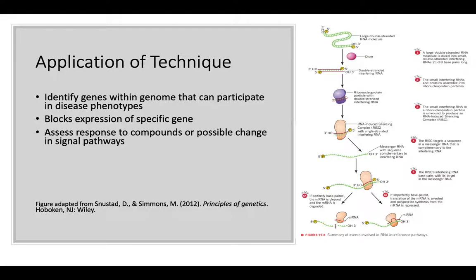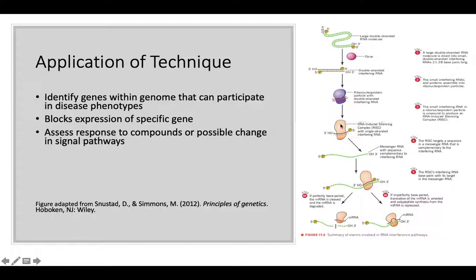Now the picture on the right shows the process where we have a double-strand RNA right here, and a dicer enzyme is used to cut the strand into smaller fragments of 21 to 28 base pairs. Now the small RNA and proteins will assemble into this purple shape right here. It's called a ribonucleoprotein, where the small interfering RNA is unwound to make an RNA-induced silencing complex, or the RISC, which I mentioned earlier.